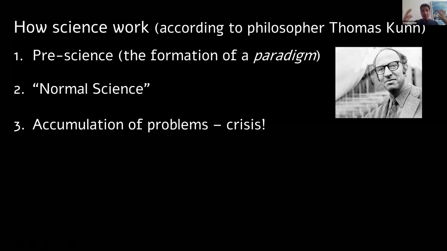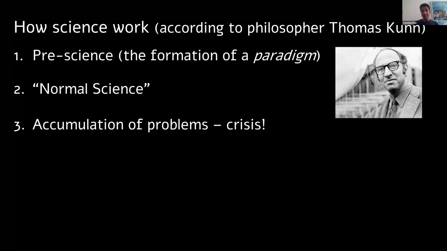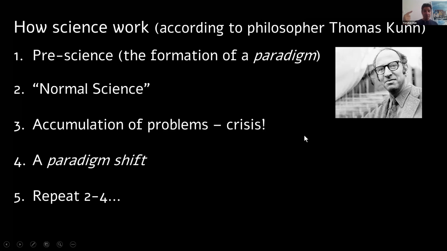And then scientists start thinking about new ways to solve the problems which go outside the paradigm. And then they reach a paradigm shift, a situation where the old thinking is abandoned and the new thinking takes place. And we've seen at least two of these examples. And then the situation repeats. The new paradigm becomes the normal science until there's an accumulation of problems, a crisis, and then a paradigm shift. So let's see how that worked for us, right?